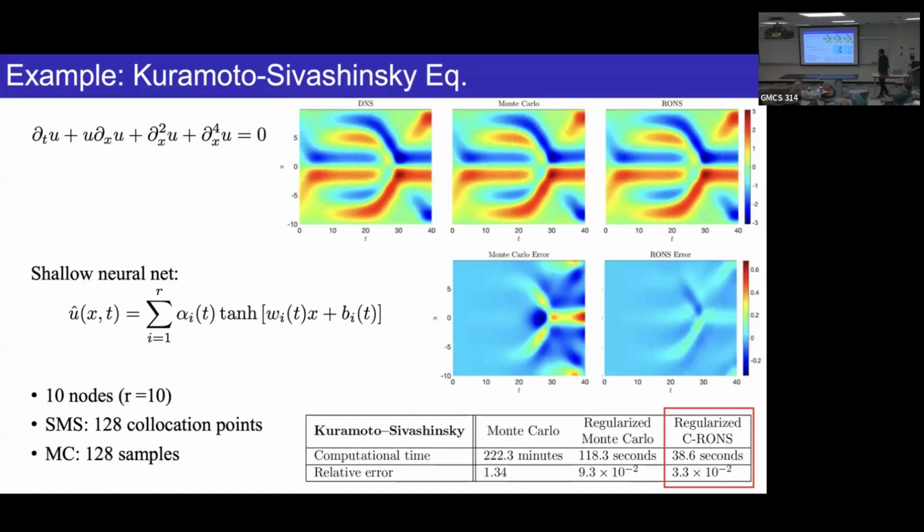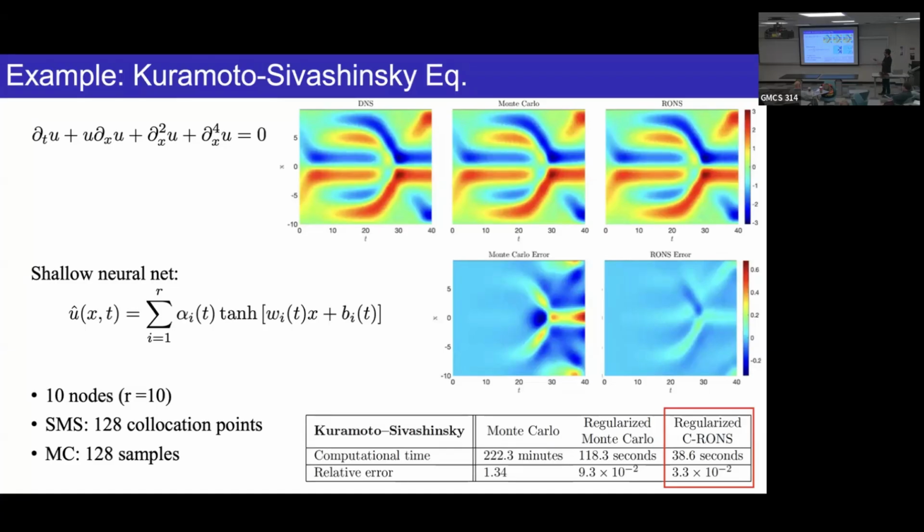Here is the case where I use collocation SMS, because if I wanted to use symbolic computing, because of the hyperbolic tangent, I could not get any useful symbolic expressions for the inner products that I need. So I instead use the collocation method with 128 collocation points. And for comparison, I also use a Monte Carlo method for approximating the integrals with the same number of samples, just to see the accuracy and the computational time in them.